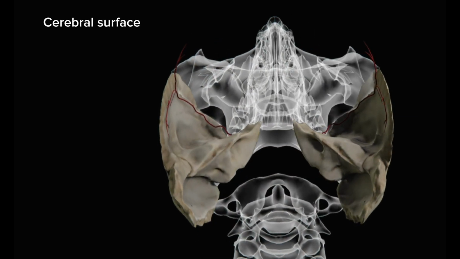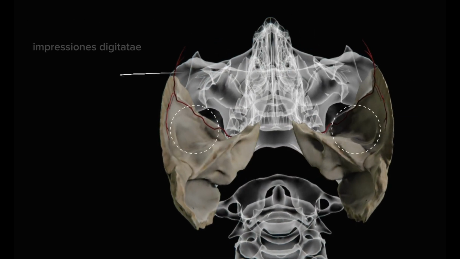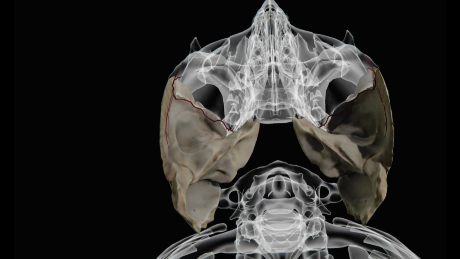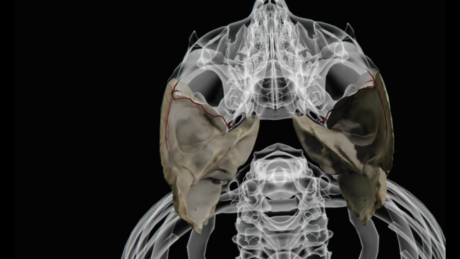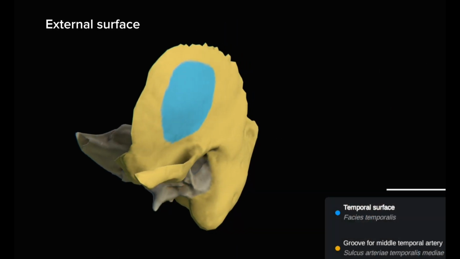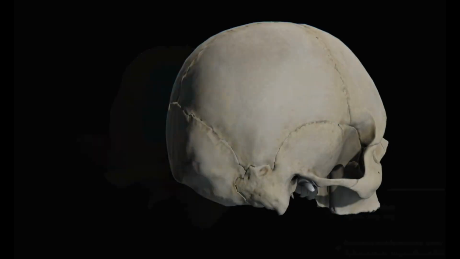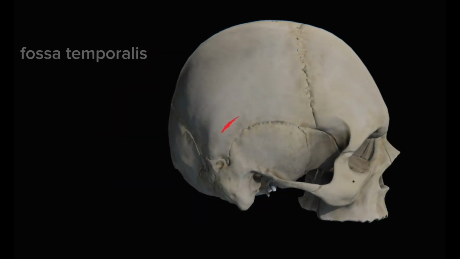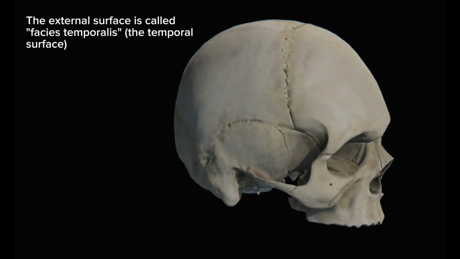On its cerebral surface, we can see impressions of the brain and an ascending groove from the middle meningeal artery. The external surface of the squama is smooth, participates in the formation of the temporal fossa, and is therefore called fossa temporalis.